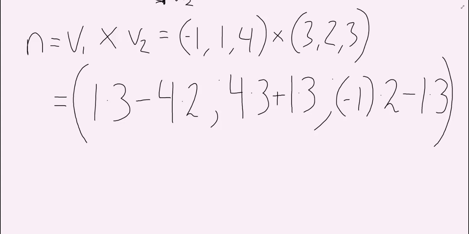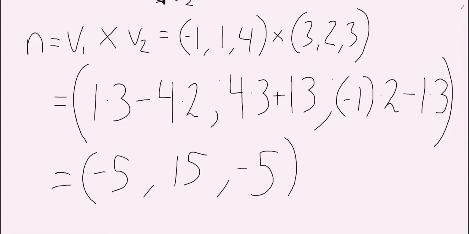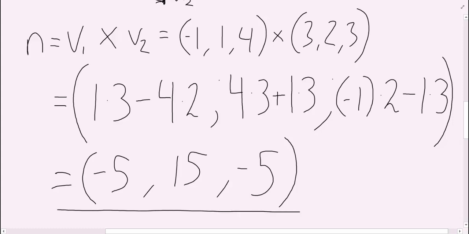So we'll calculate this. 3 minus 8 is minus 5. 4 times 3, 12, plus 3, 15. And minus 2 minus 3 is minus 5. So here's our normal vector.